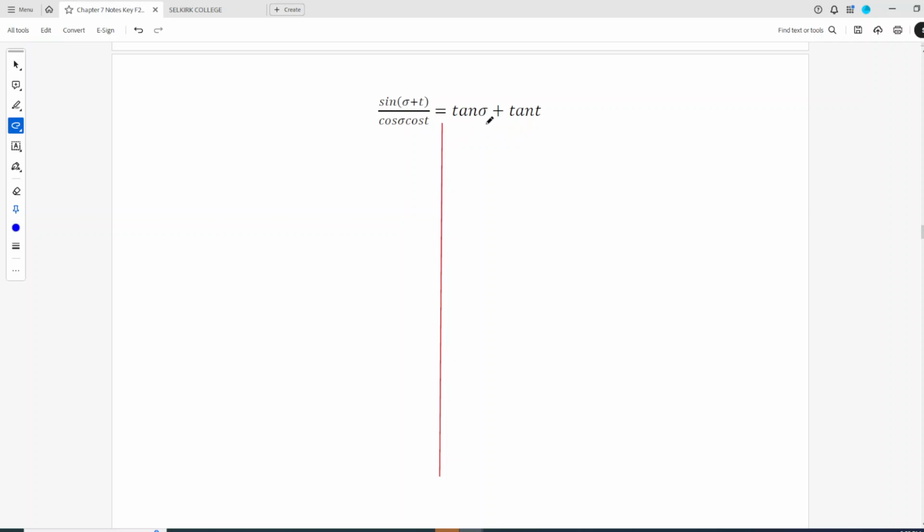Okay, so now what we're going to do is we're going to simplify. So we're going to simplify the right-hand side, and I'm going to change everything into sines and cosines. So this one's going to be sine of something over cos of something plus, and then here we're going to have sine of t over cos of t. And then maybe I'm going to create a common denominator.